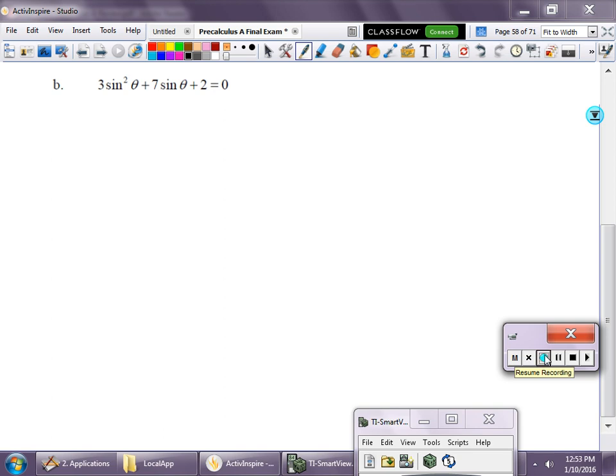So for example 43b, you should see we have squared, single, going back, we need to factor. Factoring, to review, let's go ahead and make our let statement again. So let sine theta equal y, and then we'll go back to it. So this is going to be 3y squared plus 7y plus 2 equals 0.